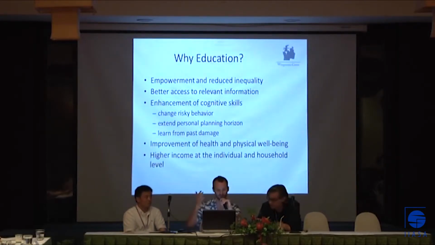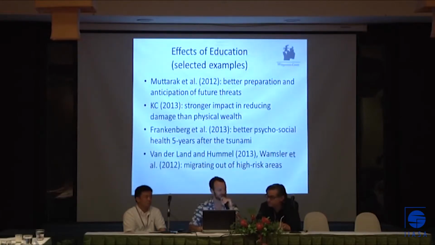In addition to that, more on the social level, there are improvements on general health and physical well-being, but also income is increased, and all of that together should, of course, have an impact on disaster vulnerability. This has recently also been emphasized by a special issue in Ecology and Society. I just want to emphasize some selected examples here, which find particularly strong effects of education.